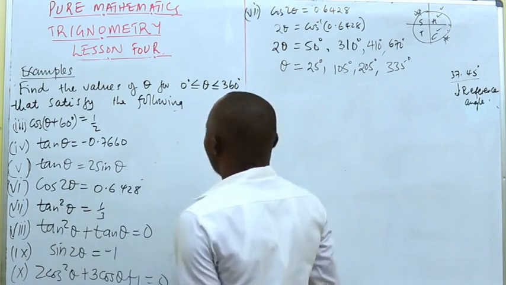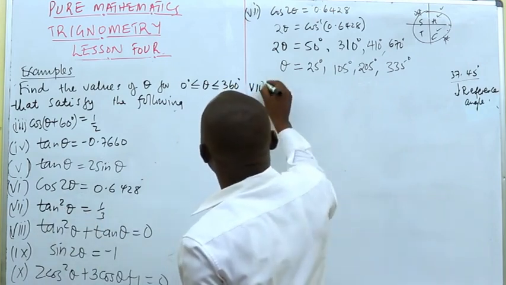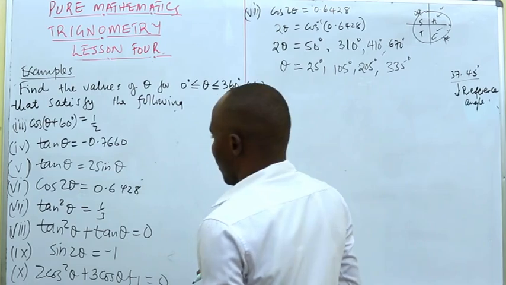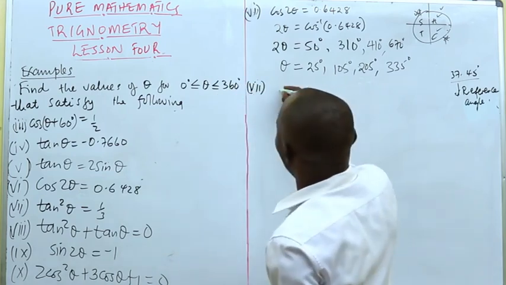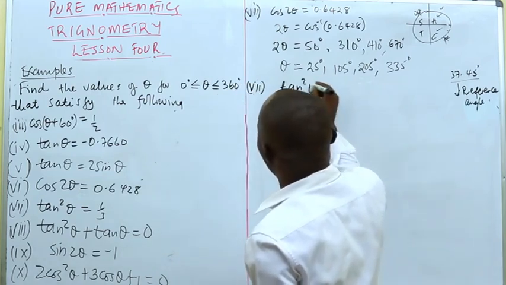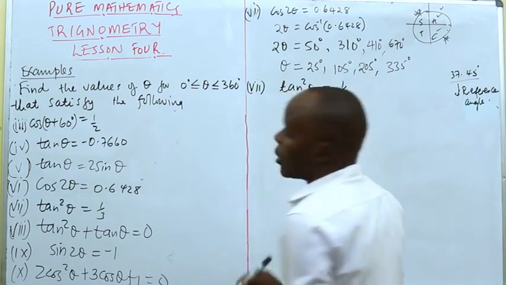I want to look at Roman 7 for a purpose. Roman 7 is tan squared theta is equal to a third.